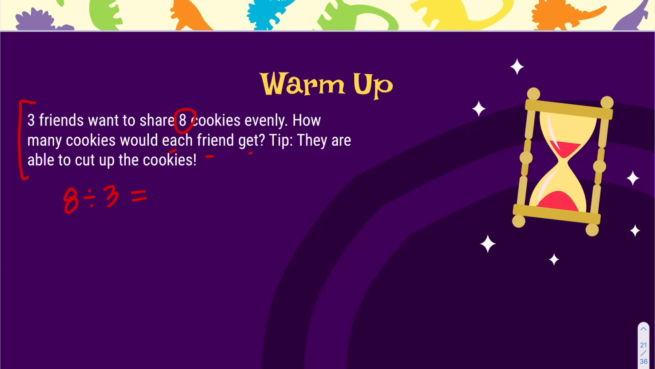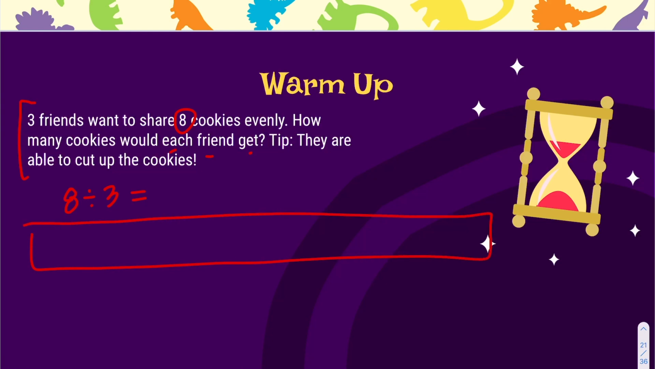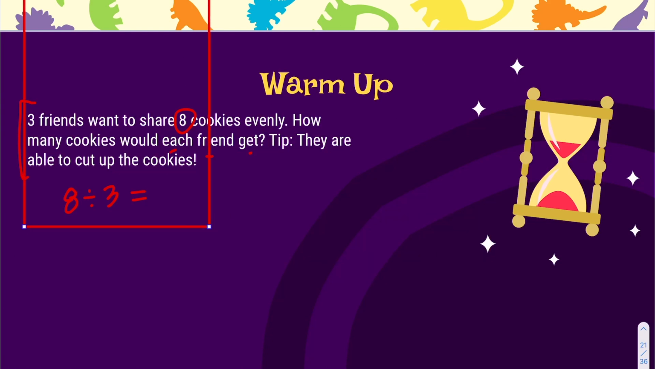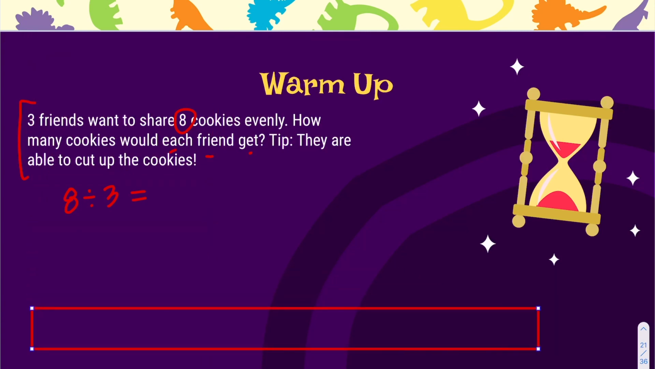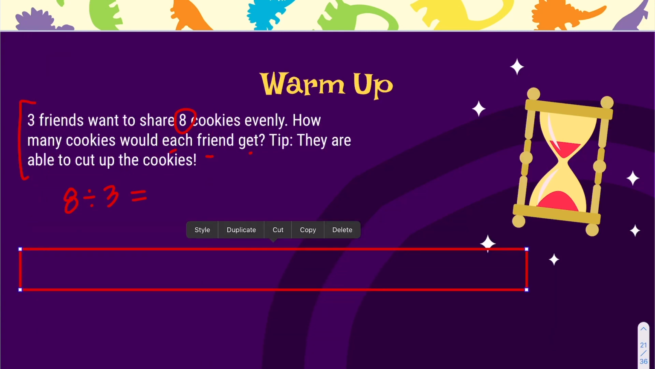What I want to do is go ahead and make this. I'm going to first split it up in the middle, so now I have 2 cookies. I'm going to split those up again, and now I have 4 cookies. One more time and I should have 8. So there are my 8 cookies.